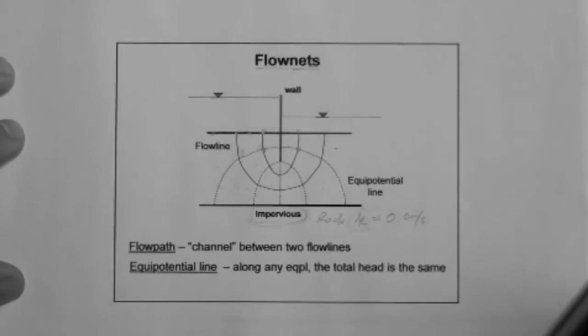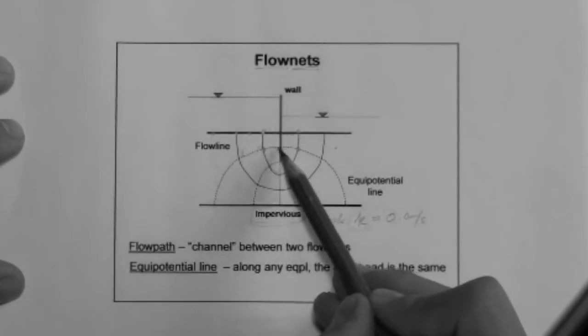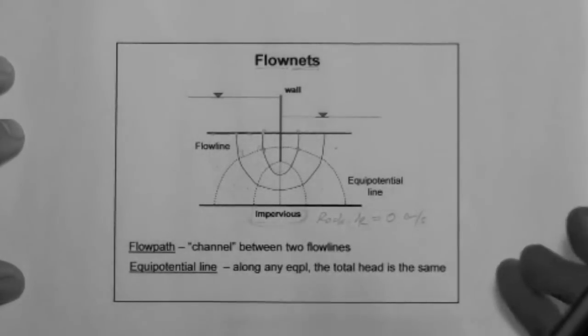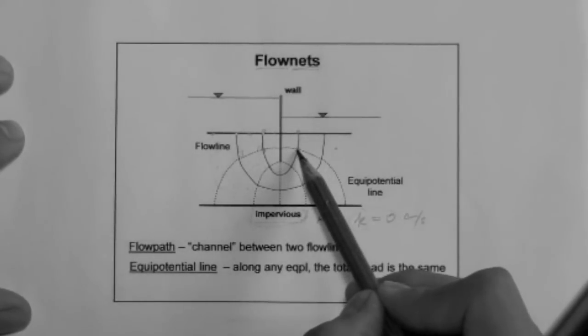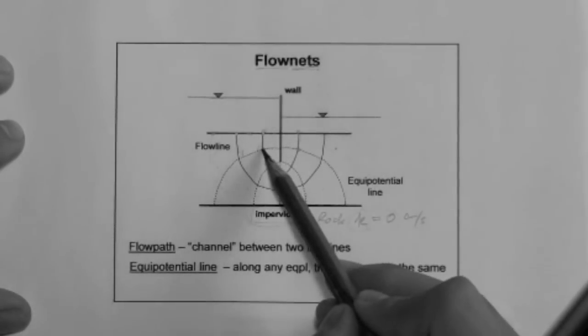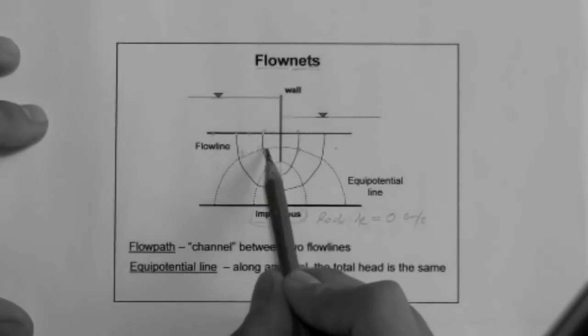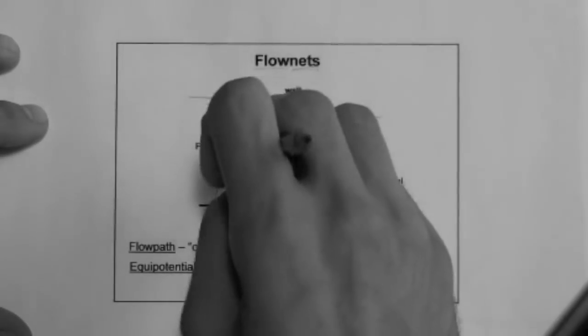So, what is the answer? Is it correct to say that this whole thing is an equipotential line? No, that's not correct. Because that would mean that this point and this point have the same head. Therefore, that would mean that there is no flow from this point to this point. And clearly, there is flow from this point to this point along the flow line. Okay, so we're going to erase this.